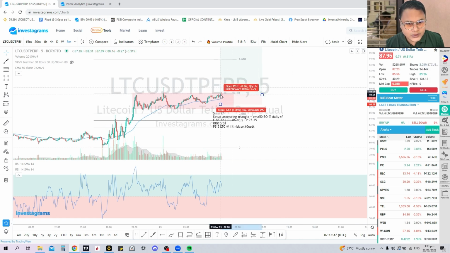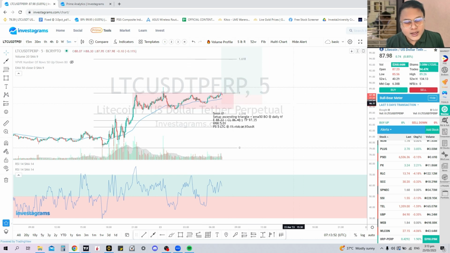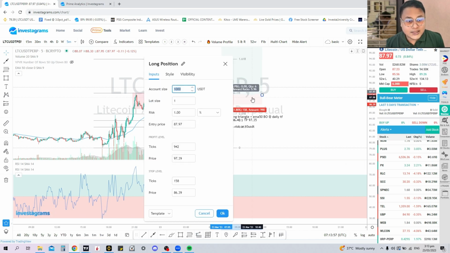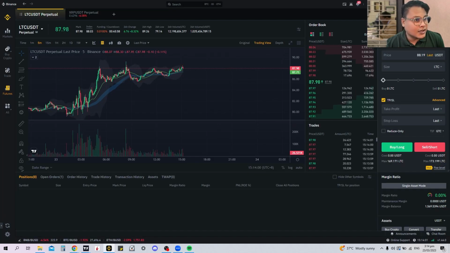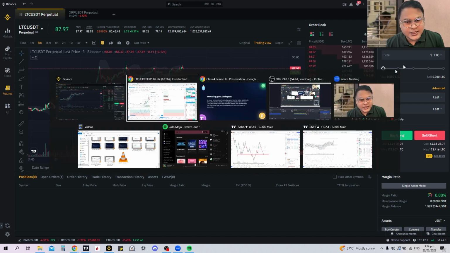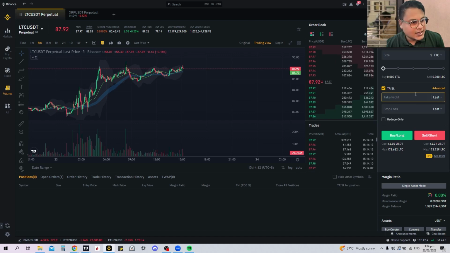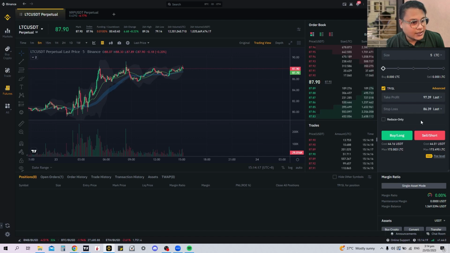So, pwede ko siyang i-move ng onte dito since nagpo-pullback siya ng onte. Actually, resistance yan. Pero for demonstration purposes, kukunin ko na siya. So, i-apply natin dito, no? Apply natin. 87.97. Sa LTC na tayo, di ba? Double check everything. Stop market order ko na siya kukunin, no? So, nasa 5 LTC. Isolated 10x. So, pwede na yan. Profit level is at 97.39. Stop level is at 86.39. Then, I will go long in this trade.